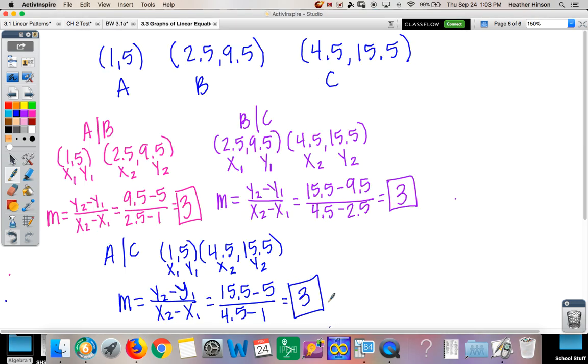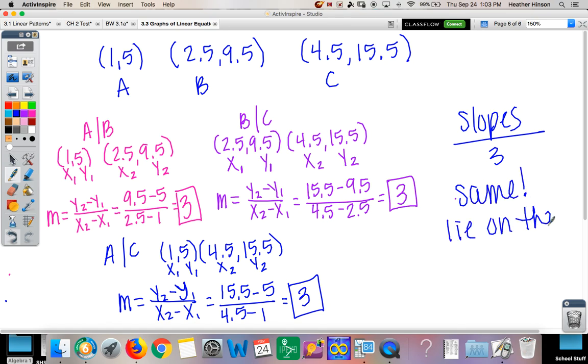So all of our slopes were 3. So because they're all the same, this means they all lie on the same line. So to answer the question, it said, do these points lie on the same line? We would put yes. It says prove your answer. All of this work, finding the slope, that's how you prove your answer. You just find the slope of every pair. Find A with B, A with C, and B with C. Find every single pair of slopes. You're only going to have 3.